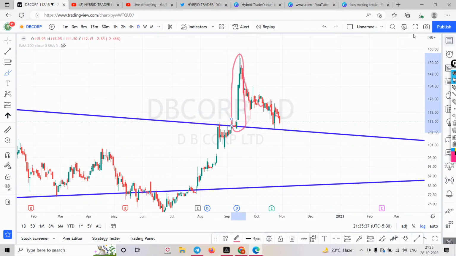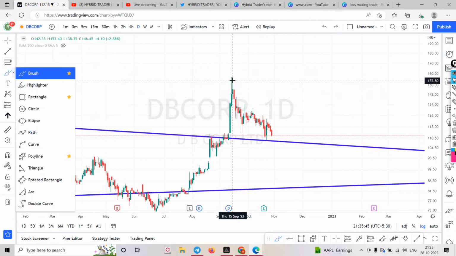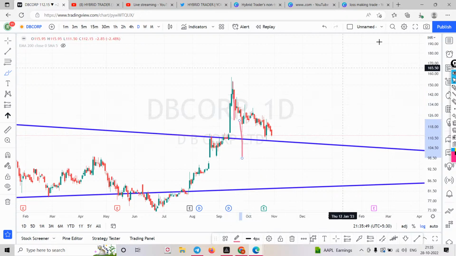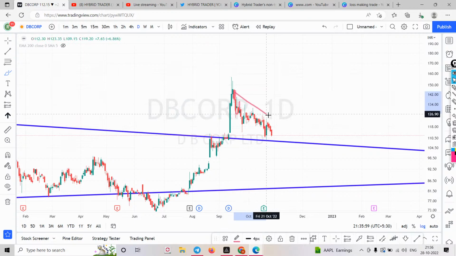But check the green candles, how many red candles it has made. This is called retracement. This is not the reversal. If this was a reversal, this could have made bigger red candles, like red candle 1, red candle 2. But because this is a retracement, this has made smaller candles, right? 1, 2, 3. So just to compete with these 4 green candles, this has made maybe 30 to 40 red candles. So that means this is a retracement.